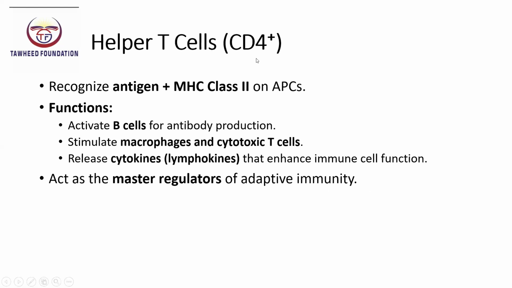Next is helper T cell, that is CD4 plus. CD4 plus helper T cells recognize antigens presented with MHC class II on APCs. Their main roles include activating B cells to produce antibodies, stimulating macrophages and cytotoxic T cells, and secreting cytokines or lymphokines that enhance the activity of other immune cells. They are often called master regulators of adaptive immunity due to their central role in coordinating both humoral and cell mediated responses.